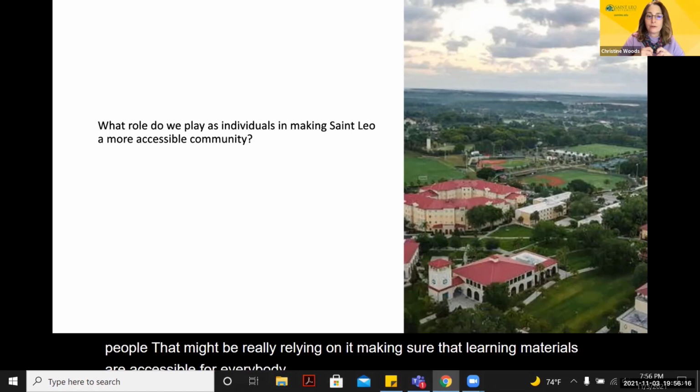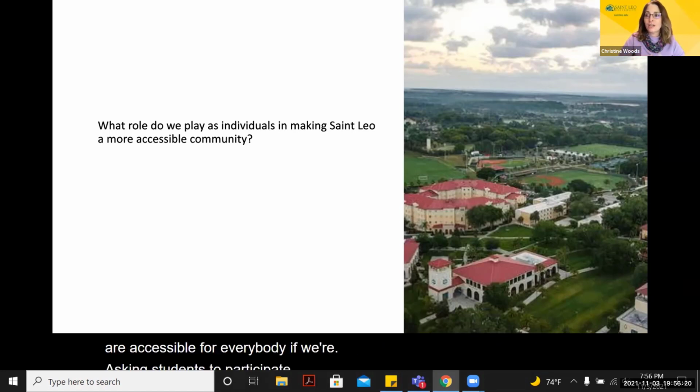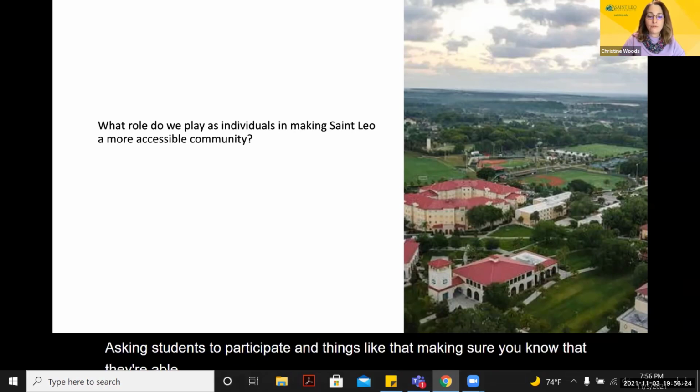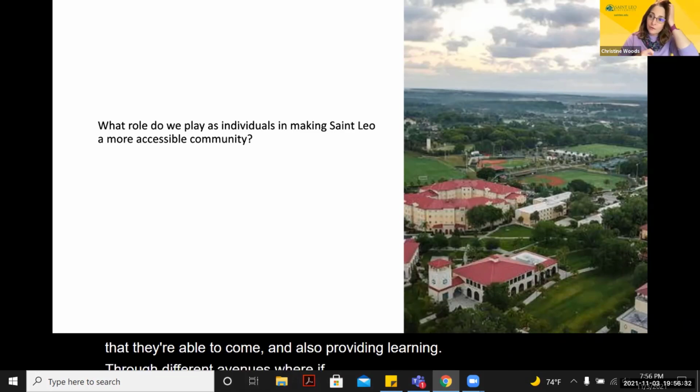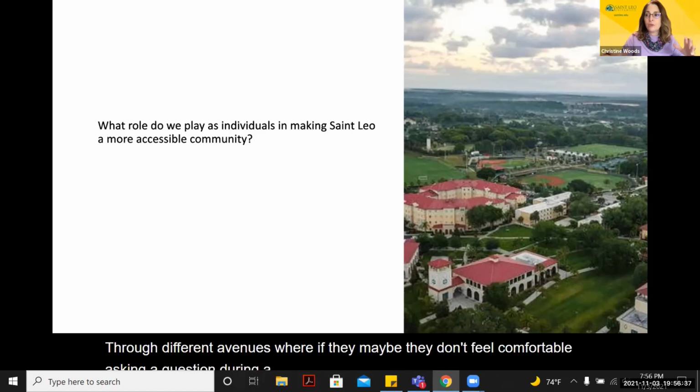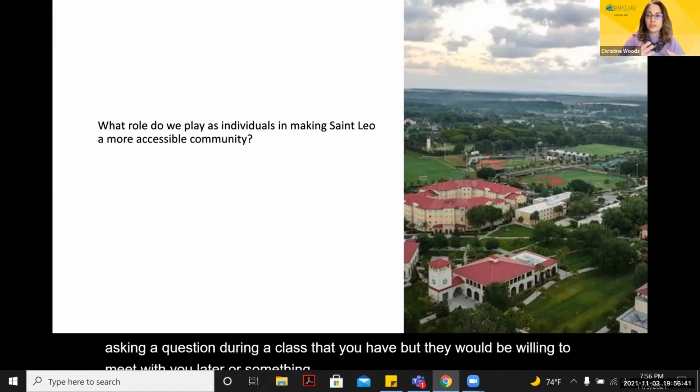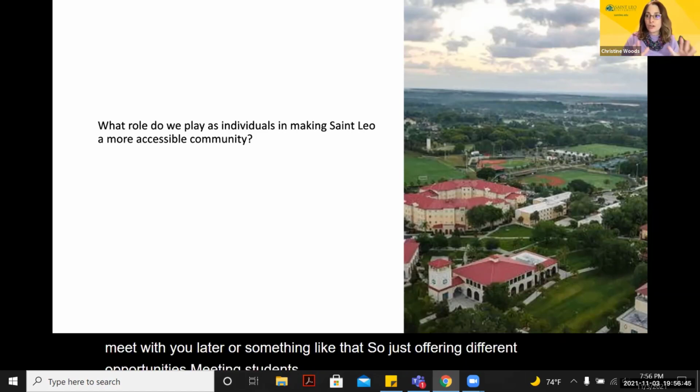If we're asking students to participate and things like that, making sure that they're able to. And also providing learning through different avenues, where if maybe they don't feel comfortable asking a question during a class that you have, but they would be willing to meet with you later or something like that. So just offering different opportunities, meeting students where they are and not questioning it.